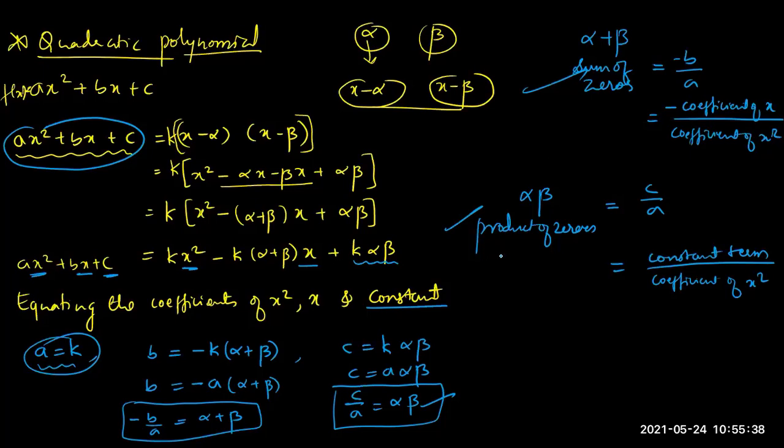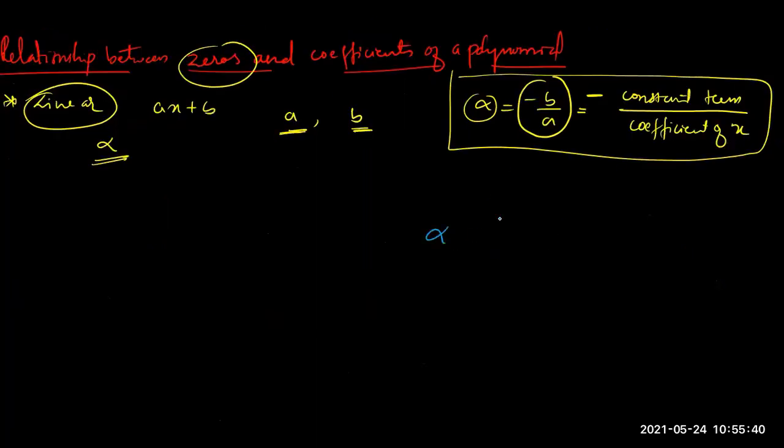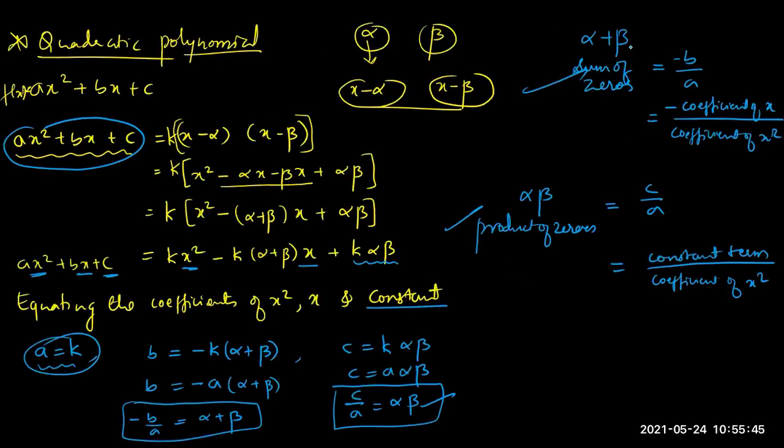In a linear polynomial, the relation was what? Alpha equal to minus b by a. For quadratic, it will become alpha plus beta equal to minus b by a, and alpha into beta equal to c by a. Here two relations will come because it is quadratic. It will have two zeros, so using those two zeros, we build two relationships. Now verifications will come. You'll come to know the clear picture when you solve one or two examples. But you need to remember these two points: sum of zeros, product of zeros.